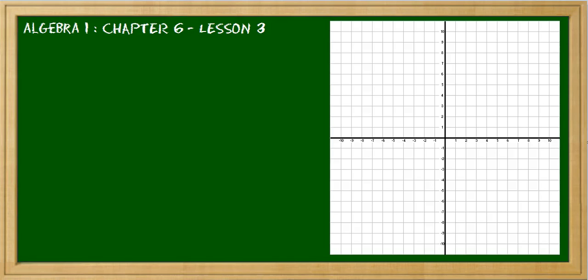Hello class, today we're on lesson 3 of chapter 6 and we're going to be doing graphing linear equations. We have a cartoon here with Broomhilda, and she's playing a game of dice, rolling 2 dice, and she gets a 3, then she gets a 9, then a 7, and then she says, I seldom lose. Now, let's read on.